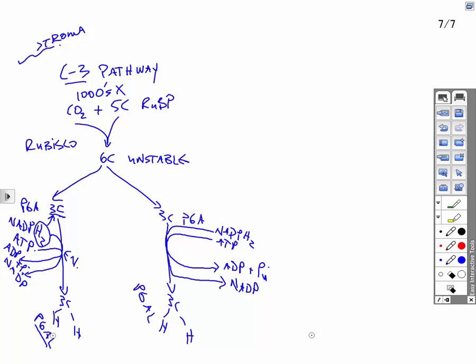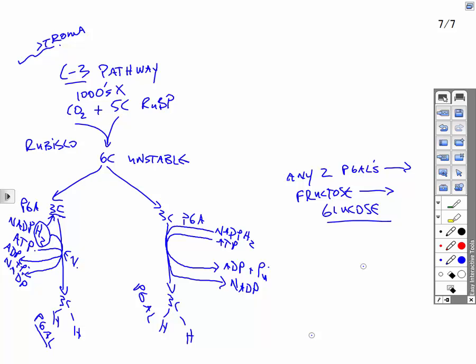Okay, so the whole thing about this is we made 2 PGALs, and any two PGALs are used to make sugar. Actually, they make fructose first. They're put together to make fructose, and then that is converted into glucose. So ultimately, we make glucose sugar. That's what we wanted to do. We wanted to make sugar. That's photosynthesis. Why do we do photosynthesis? We want to make sugar.